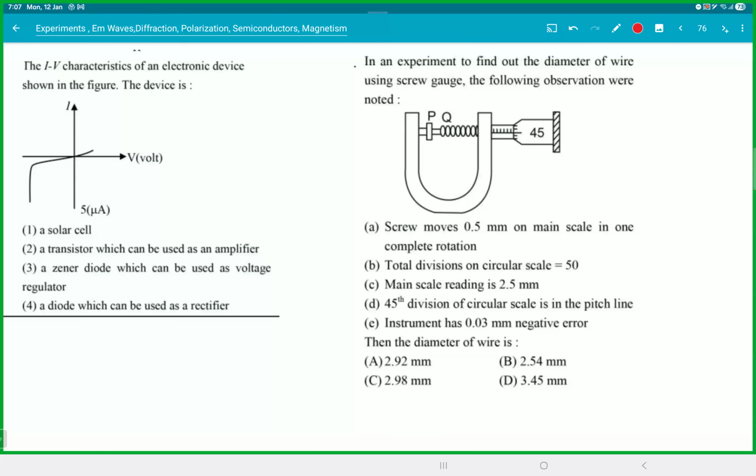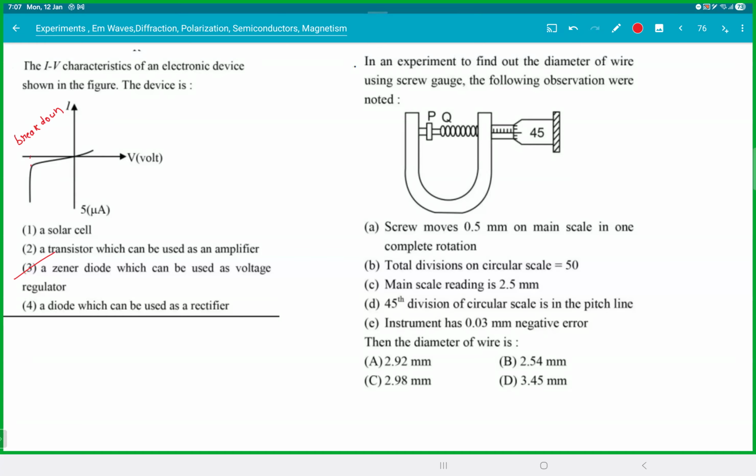What is this thing? Yeah, do you guys remember how a solar cell looks? In a solar cell, there is no voltage. Transistor, there's no amplification here. This is actually a Zener diode. You should know this thing. If you see, there is a breakdown here. That's a Zener diode.